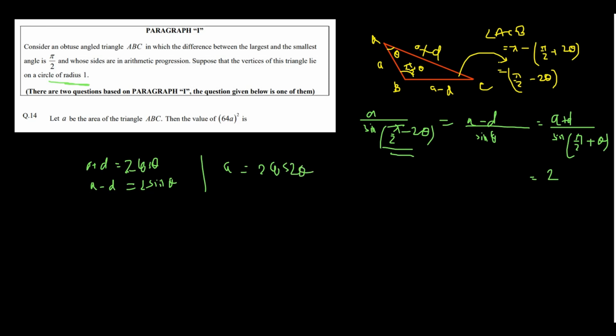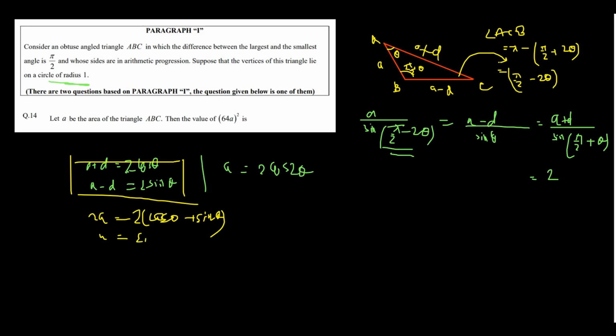Basically, we have obtained these relations. Now if we add these two relations, we will get 2a equals 2 sine theta plus 2 cos theta. So basically a will be equal to just sine theta plus cos theta. And if we put the value of a in this third equation, we will get sine theta plus cos theta equals 2 cos 2 theta.